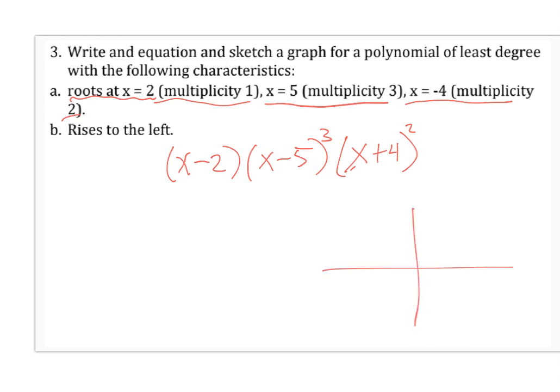If I were to sketch this thing, so we're going to have positive 2, 3, 4, 5, 1, 2, 3, 4. We know it's going to rise to the left, so that means that over here it's going to go up. I'm going to bounce at negative 4. I'm going to go straight through at 2, and at 5 I'm going to hesitate before continuing going through. I notice that my graph goes up and to the right at the end when I do this. That means this is going to be positive out in front.